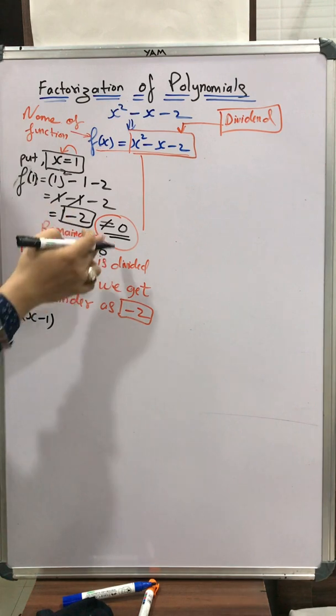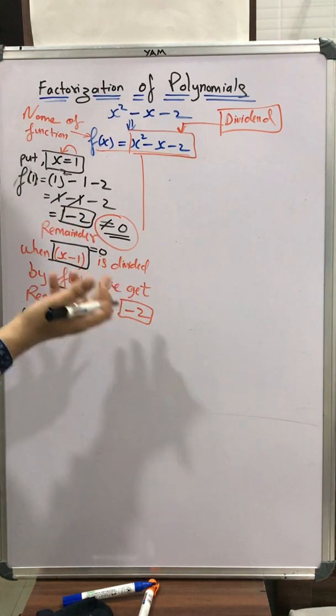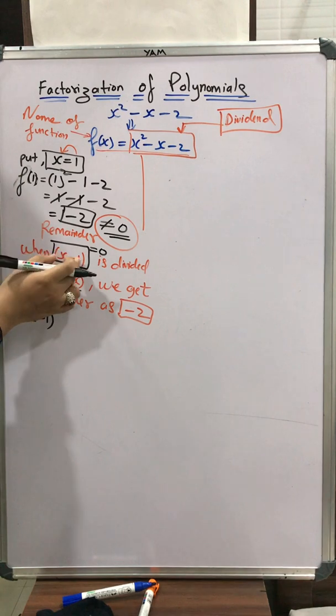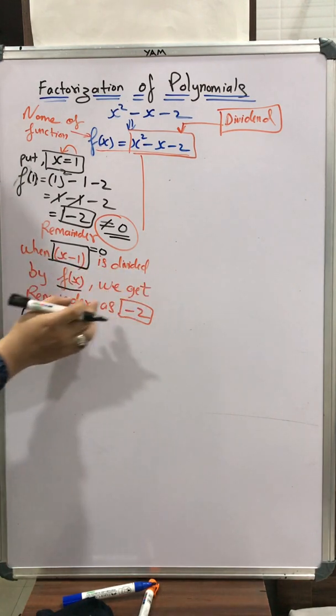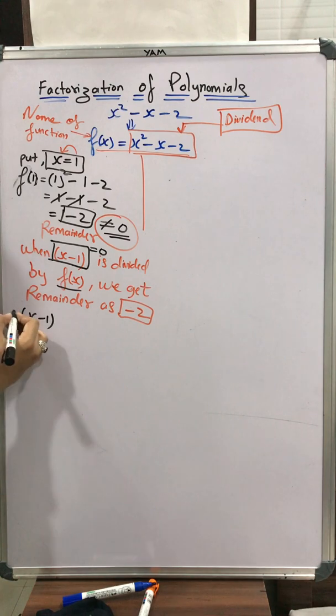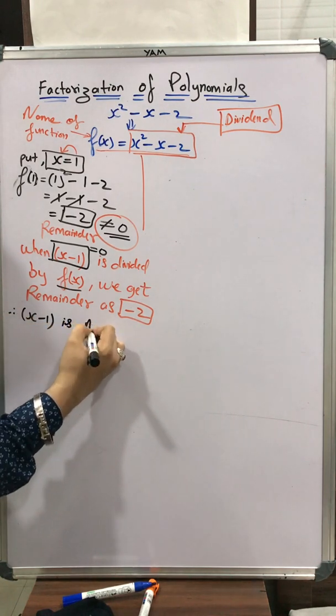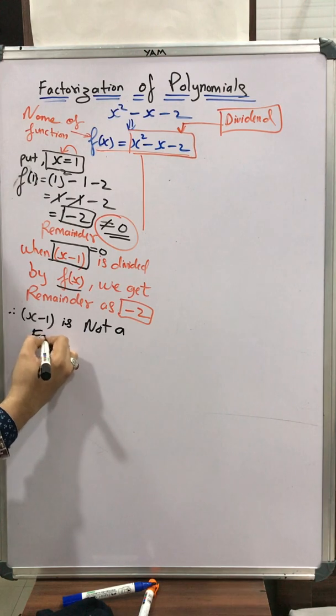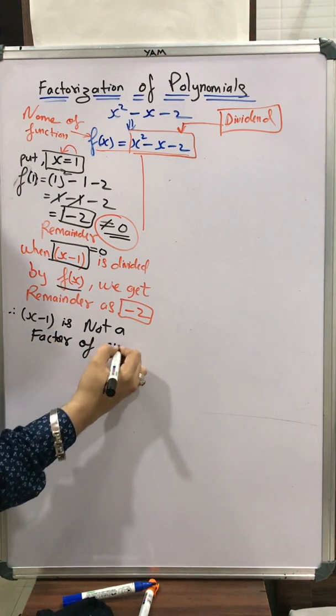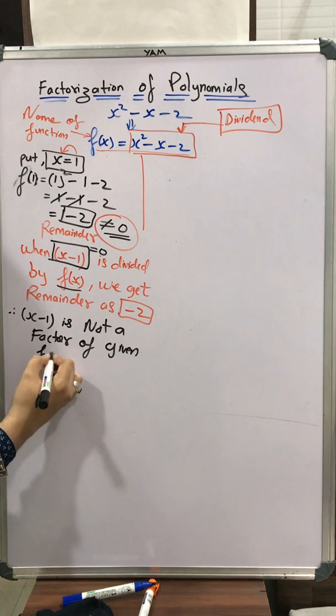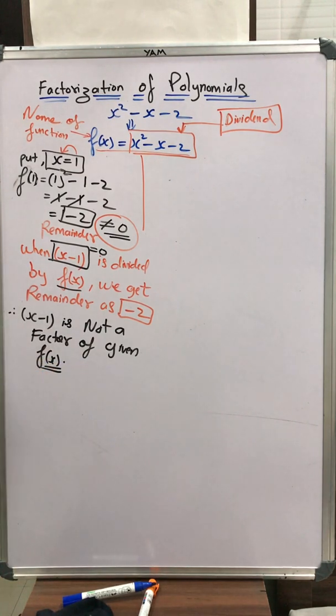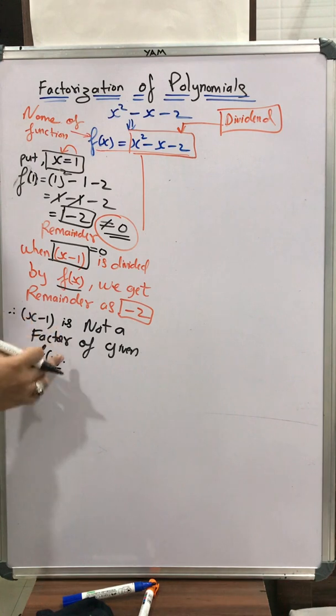Because we did not get 0, we got a non-zero number, we say that when x minus 1 divides fx, we get remainder minus 2. Therefore x minus 1 is not a factor of the given polynomial fx. Because the remainder did not come as 0, something else came, either negative or positive, but it's a non-zero term. So we are telling that x minus 1 is not a factor of fx.